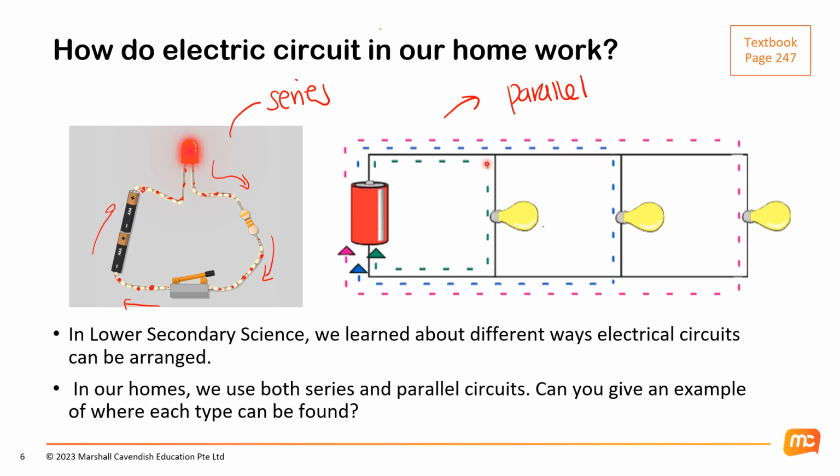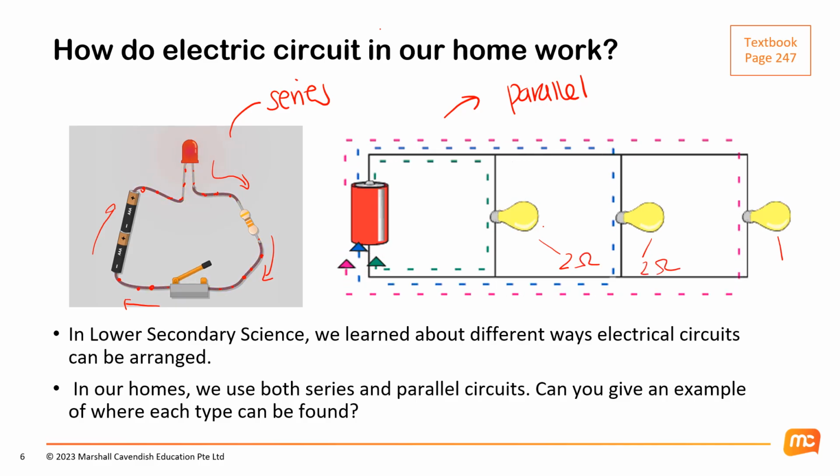And how will they split? They will split based on the resistance that is present in each of the bulbs. If the bulbs all have the same resistance, let's say for example 2 ohms, then the current will split itself equally in each of the branches.